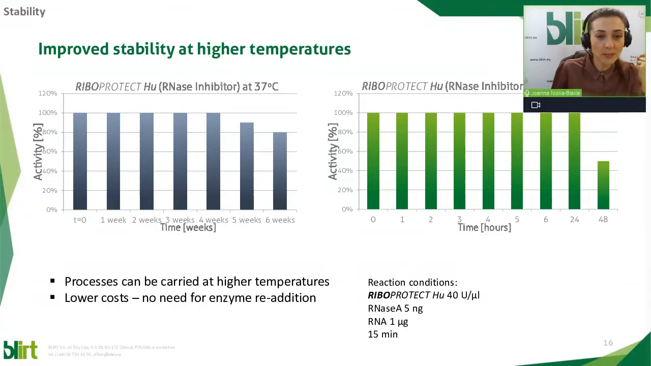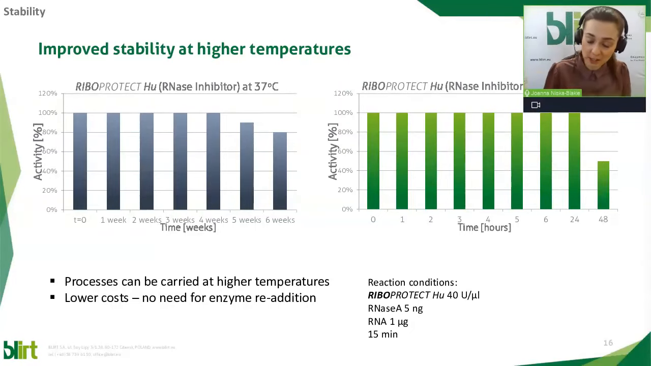And what I also meant by stability is the stability of the reagent at different temperatures of the reaction of your assay. And here, a very good example that I would like to share with you is the RNase inhibitor, the RiboProtect. So on the first graph, you see that the RNase inhibitor was incubated with RNA and RNase A at 37 degrees for up to 6 weeks. And you see that the activity did not change until 4 weeks. It only decreased by 20% by week 6.